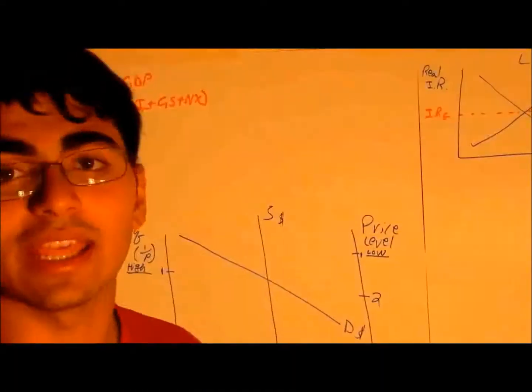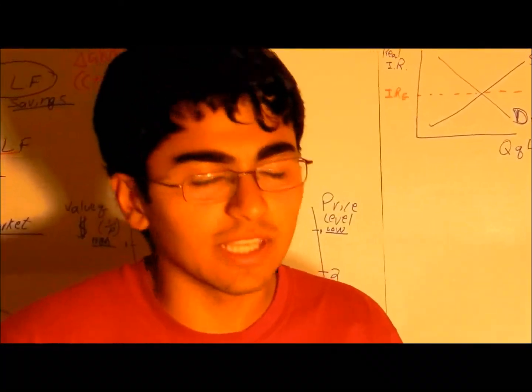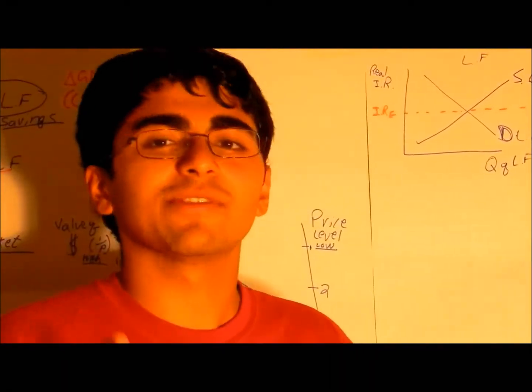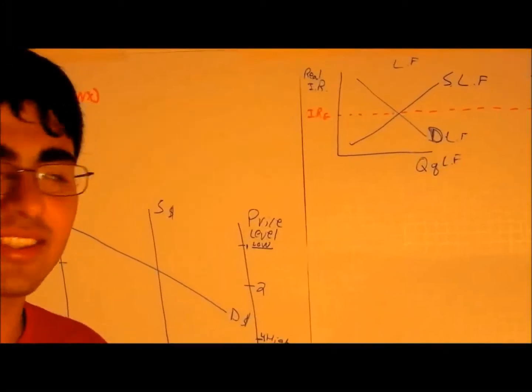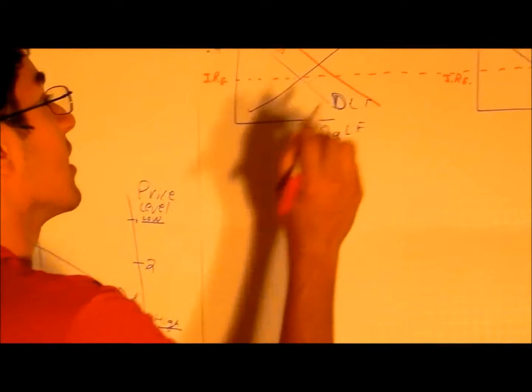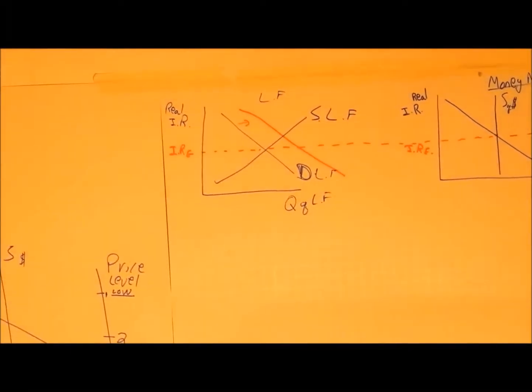So what is that to demand? Well, as I said earlier, demand is positively associated with GDP. If GDP increases, demand increases. And we can make sense of that too, because this causes a shift in demand. I mean, that's very self-explanatory.